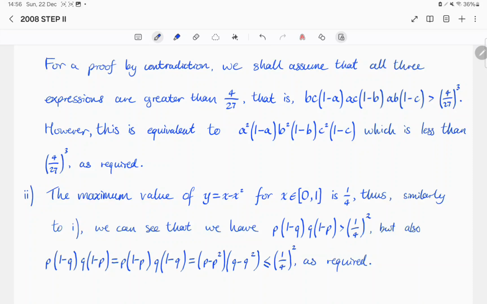For x minus x squared, the maximum value between x is 0 and x is 1 is 1/4. And therefore, similarly to part 1, we can see that if p, 1 minus q; q, 1 minus p is greater than 1/4 squared, to set up the proof by contradiction, but also that is equal to p minus p squared, q minus q squared, which is less than or equal to 1/4 squared, and therefore, by proof by contradiction, one of the two is less than or equal to 1/4, as required.